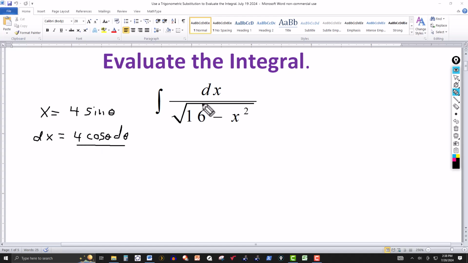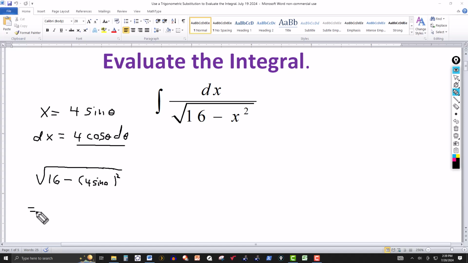And then we need a representation for this expression here. So let's just write it out. It's 16. Again, a is 4. 4 squared is 16. And then this is minus x squared. And the x is 4 sine theta, and then this is squared.